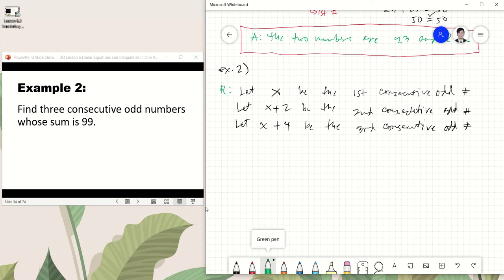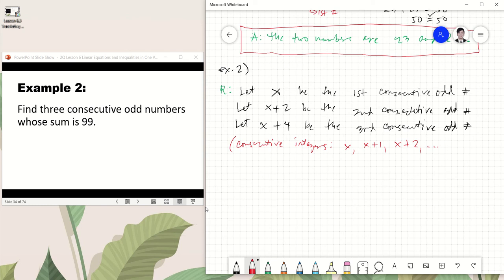Kung consecutive integers lang, hindi siya odd, hindi din siya even. So, yung representation niya is x. Okay. Again na, ilalagay ko dito, consecutive integers. So, kung consecutive integers yung hinahanap natin, x yung first, x plus 1 yung pangalawa, then x plus 2 yung pangatlo, and so on.